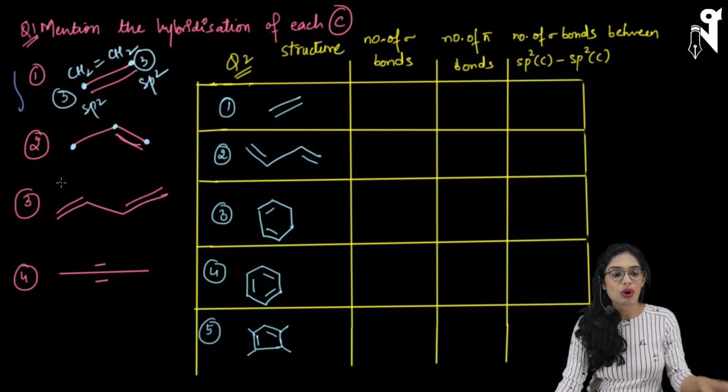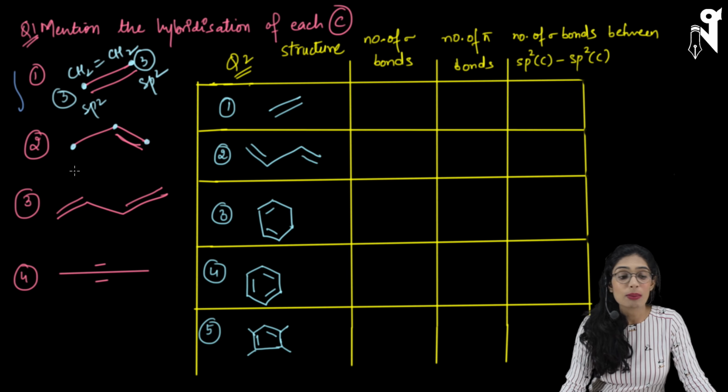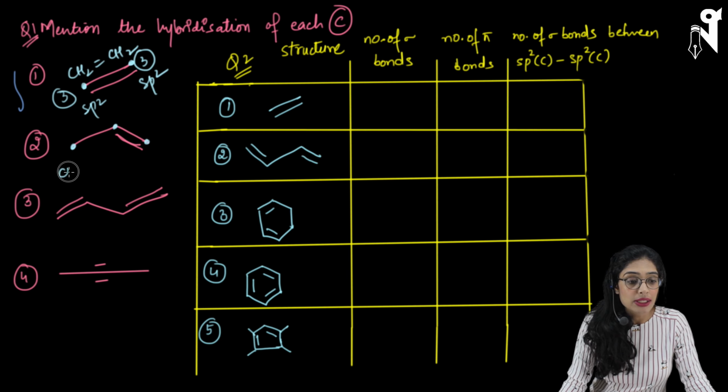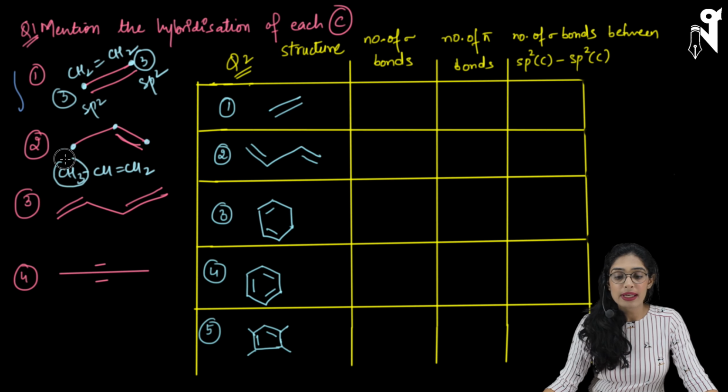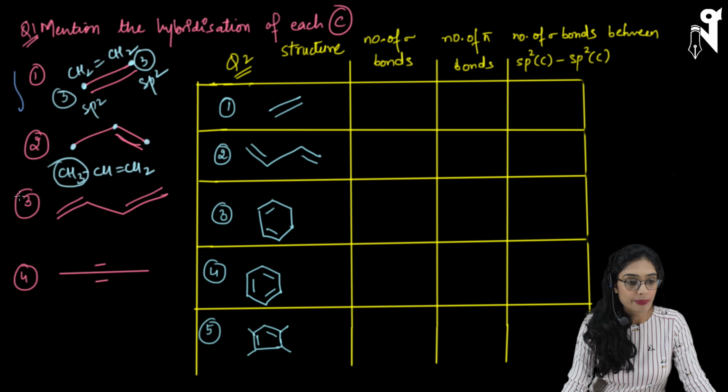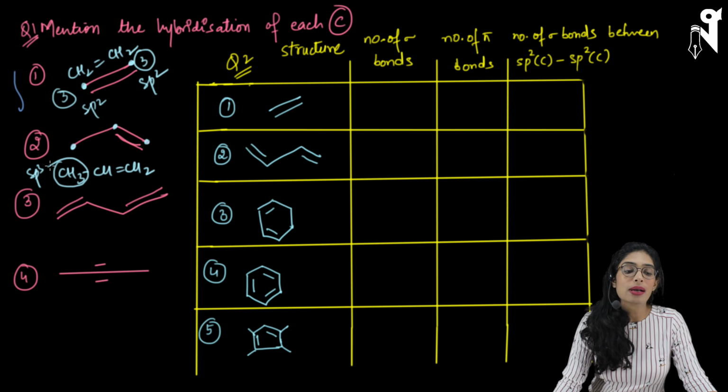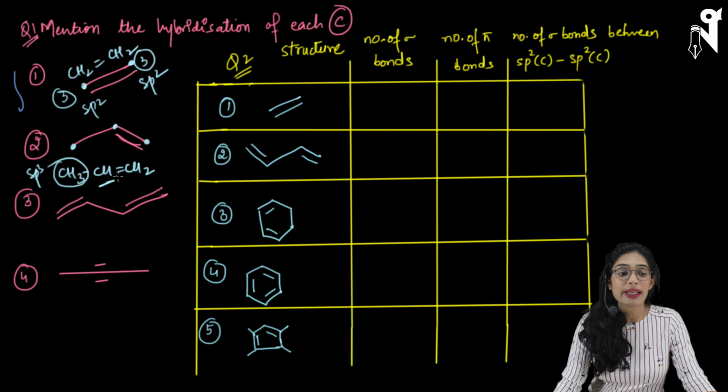Let's first of all solve this as a normal chain. So it will be CH3 single bond CH double bond CH2. Number of sigma bonds here in case of the first carbon are 4, and hence the hybridization would be sp3. In the second case, the number of sigma bonds are 3, hence the hybridization will be sp2, and here also the hybridization will be sp2.